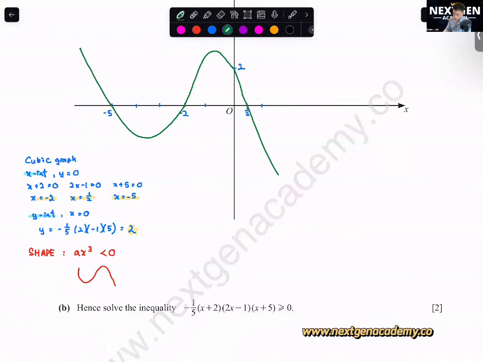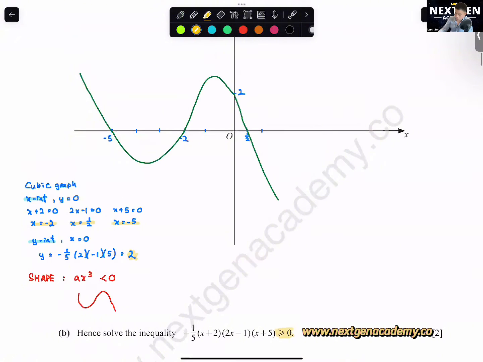Hence, solve the inequality. Okay, this same equation, more than or equals to 0. Okay, what does this mean? More than or equals to 0. Means whatever is above the graph, above the x-axis. This section here is more than or equals to 0. So you see which part of the graph is more than or equal to 0? This part and this part here. Okay, how do we express this inequality?